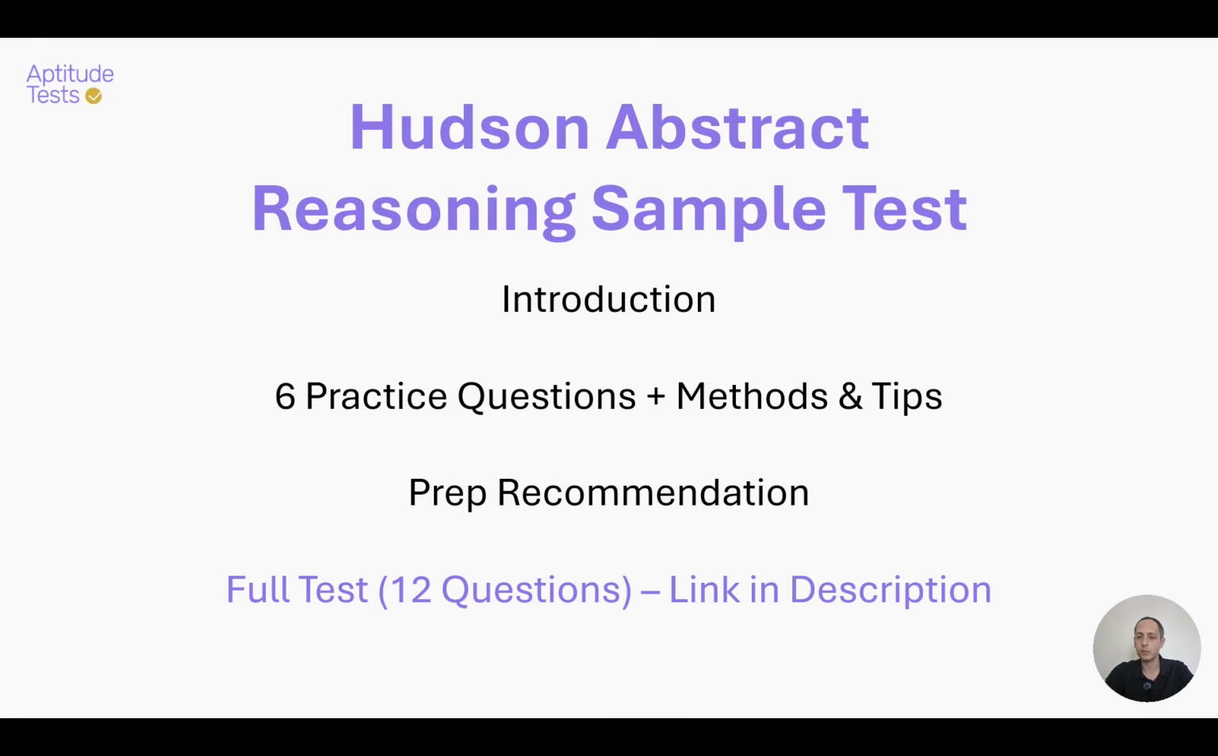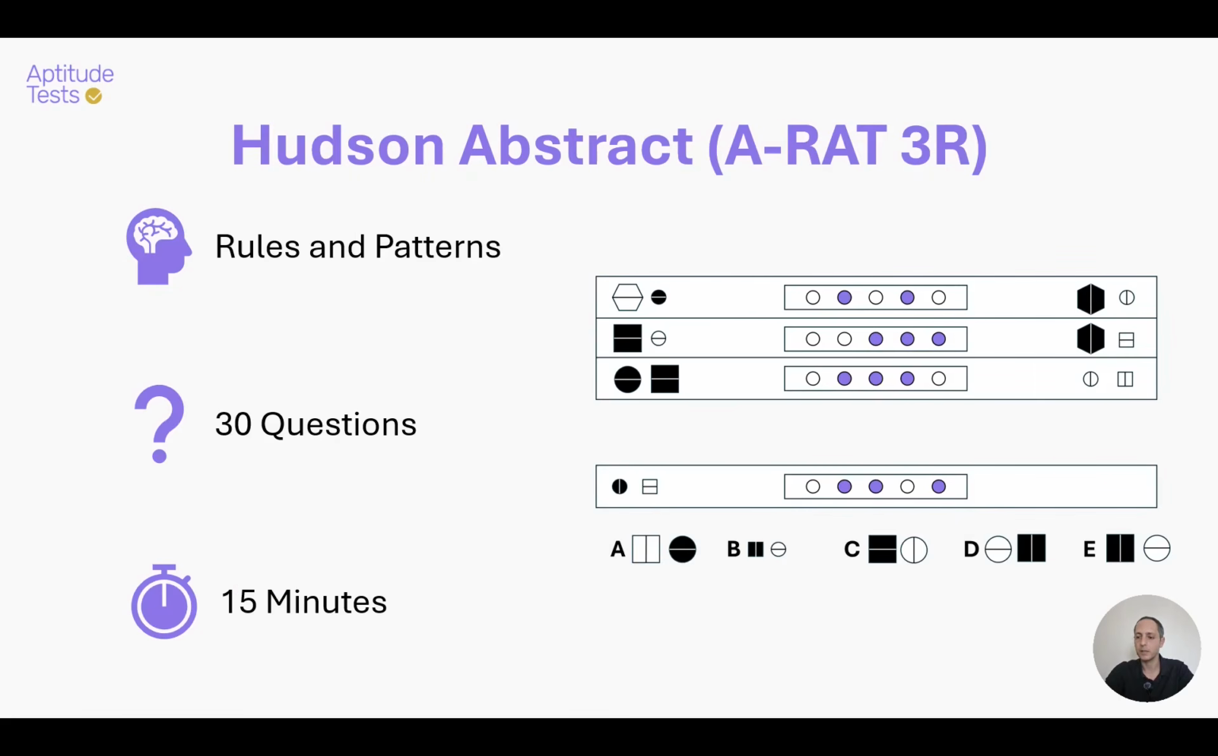Okay, so let's get with the introduction, some basic details on the test. The Hudson Abstract Reasoning test is designed to measure your ability to identify and apply rules and patterns through abstract reasoning, which is abstract shapes. The test contains around 30 questions. There's no accurate official information about that, but from what we know, it's 30 or 32 questions. There's also a shorter version available. So if you've taken the test and you can share the exact number of questions with us in the comments, that would be really useful.